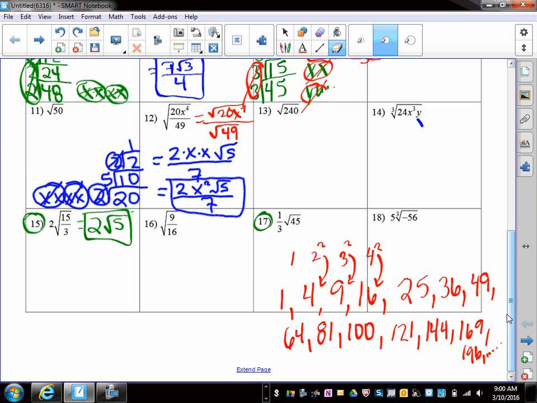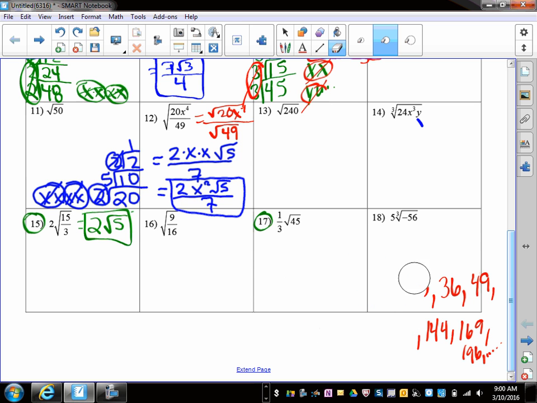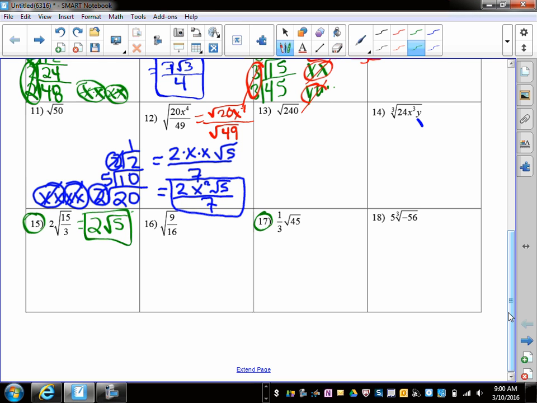Alright, number 17. Looks like we're going to have to break it down somewhere. Oh, it's not too bad. Alright, 45. What can we divide that by? 5. What does that leave me with? 9. Divided by? Good. Leaves me with 3. And then if you want to get to that final one on top.